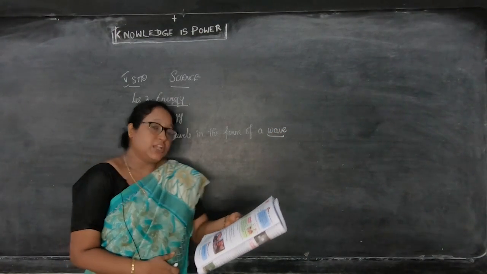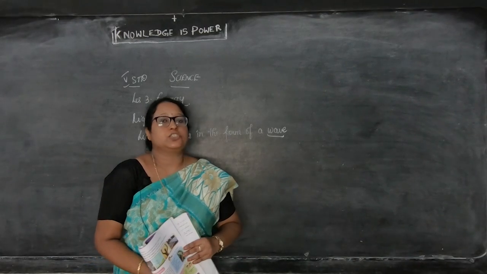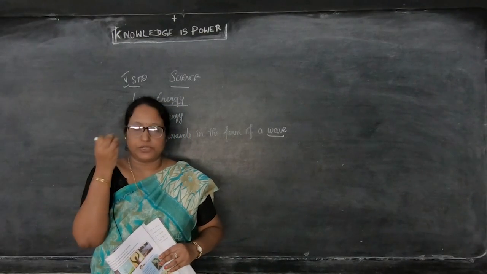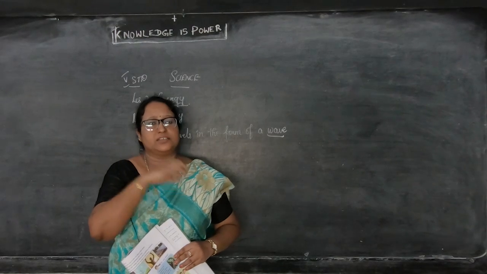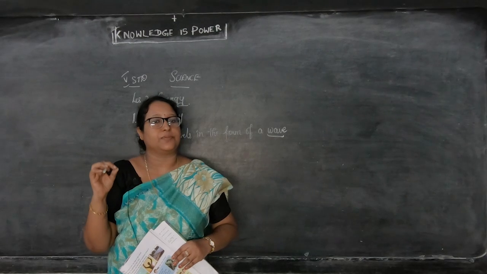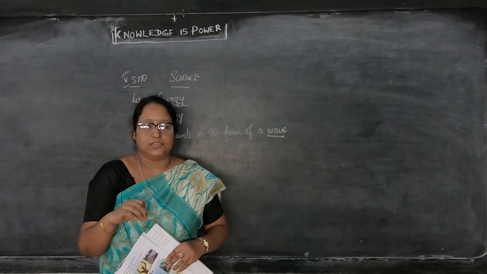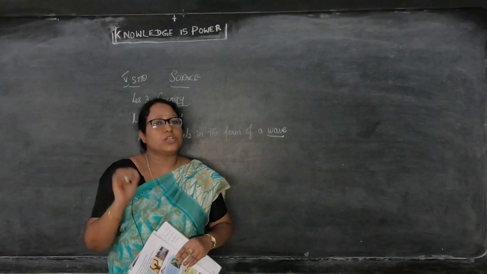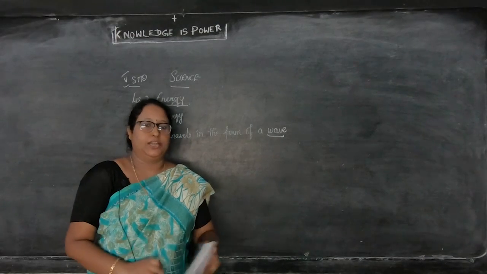Then it is the only form of energy visible to the human eye. Visible na theriyadhu. Human eye na nama kannukku theriyadhu. So the mechanical energy, wind energy, heat energy na nama kannukku theriyadhu. The only energy we can see with the human eye is the light energy.